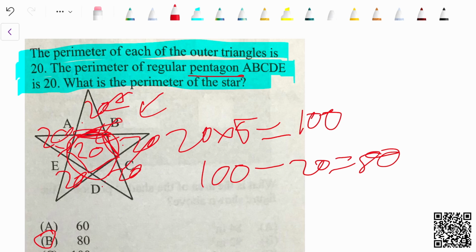And oh ho, look at these answer choices. They actually added the 100 just to throw you off, so you guys have to be careful, all right? So the perimeter of the star, and not like the middle lines as well.